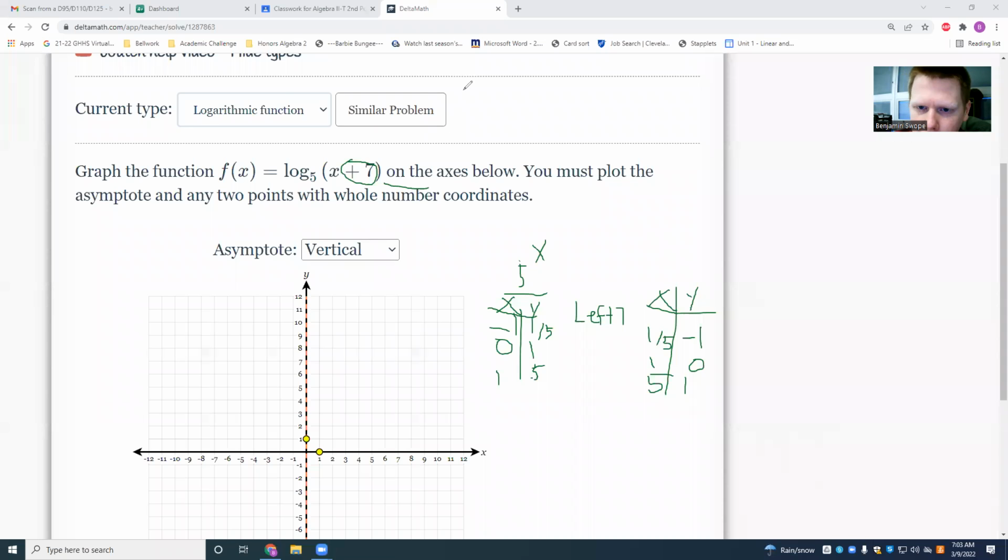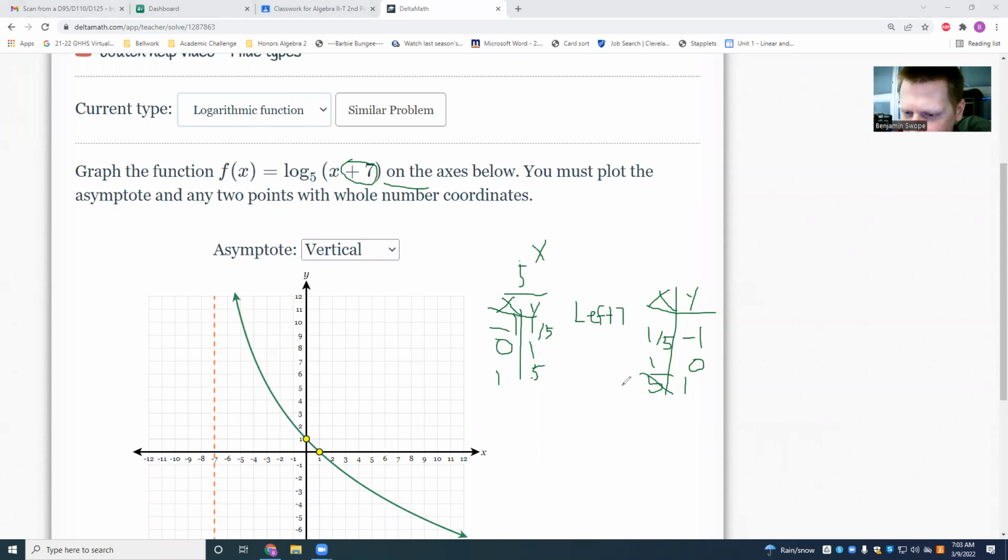So we're going to go left 7. So one thing we need to think about, though, if we're moving this whole function left 7, that's not only going to move our points, that's going to move our asymptote. Now our asymptote moved left 7, but we got to apply it to these points we came up with in our table. So when you go left 7, that's just going to affect your x values.